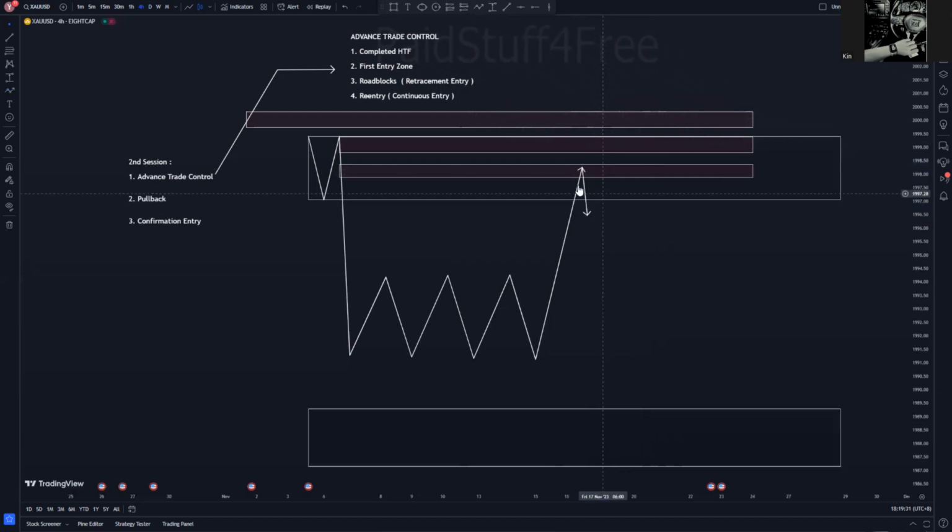Get it? If you enter on the first entry zone after CE and then price doesn't create TC, then we'll exit the trade. So about exiting the trade, that's why we are learning roadblock right now.